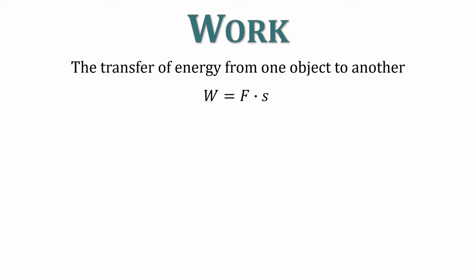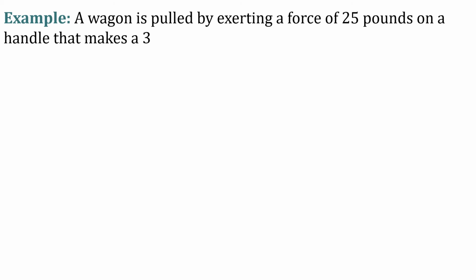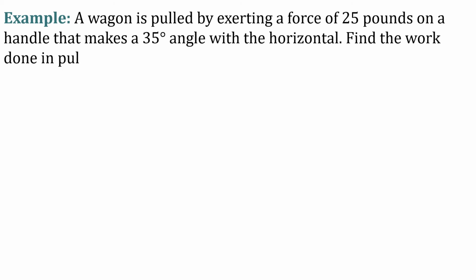So work equals F. Okay, so now it's time to do an example for work. A wagon is pulled by exerting a force of 25 pounds on a handle that makes a 35-degree angle with the horizontal. Find the work being done in pulling the wagon 50 feet.